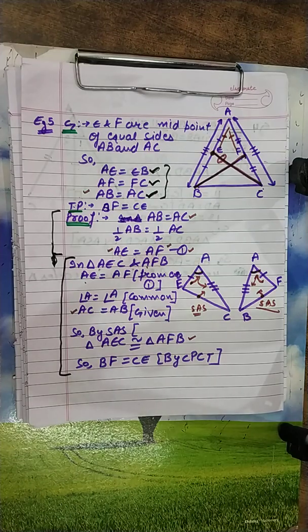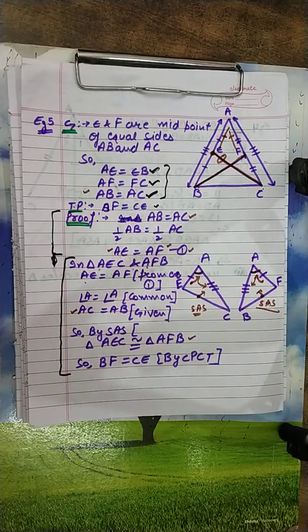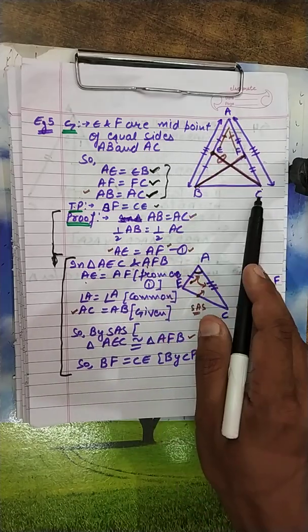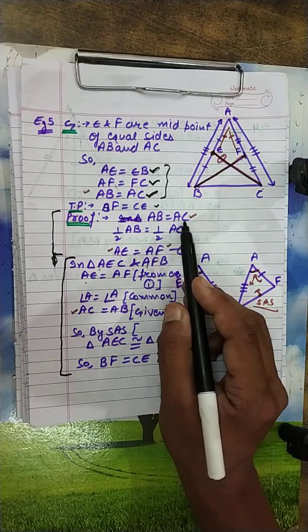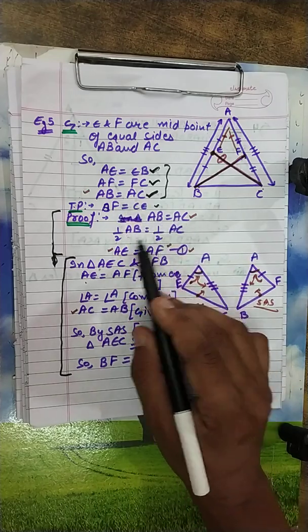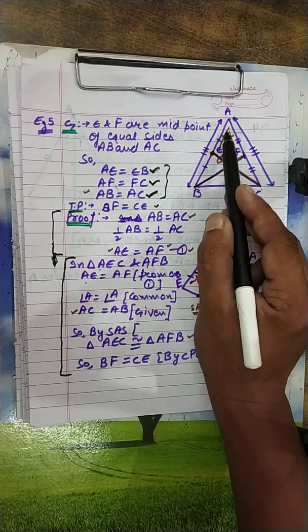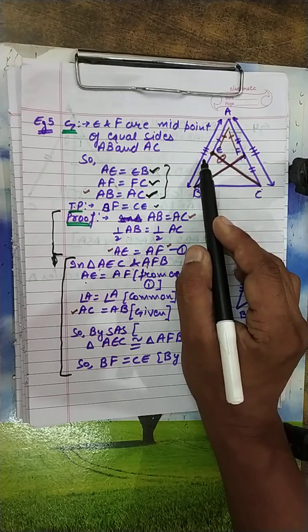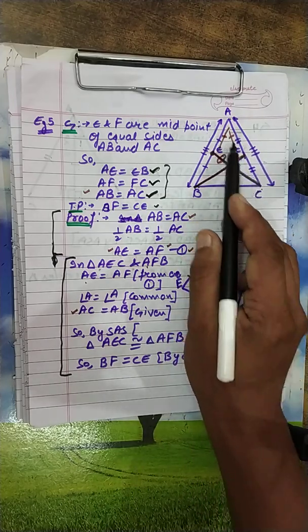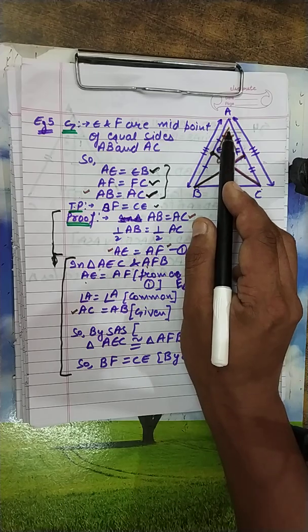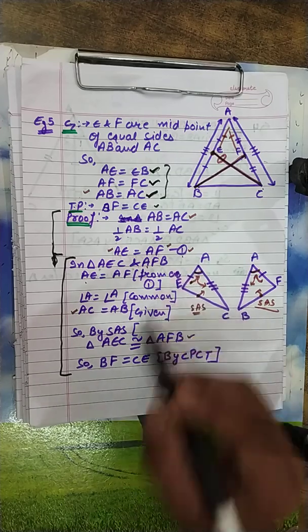Now what we have to prove? BF equals CE. Now how to prove? In triangle ABC, it is given AB equals AC. Now take a half on both sides. The half of AB, obviously AE, because E is a midpoint. Half of AC, AF, because F is a midpoint. It means the AE line equals the AF line. That is equation number 1.